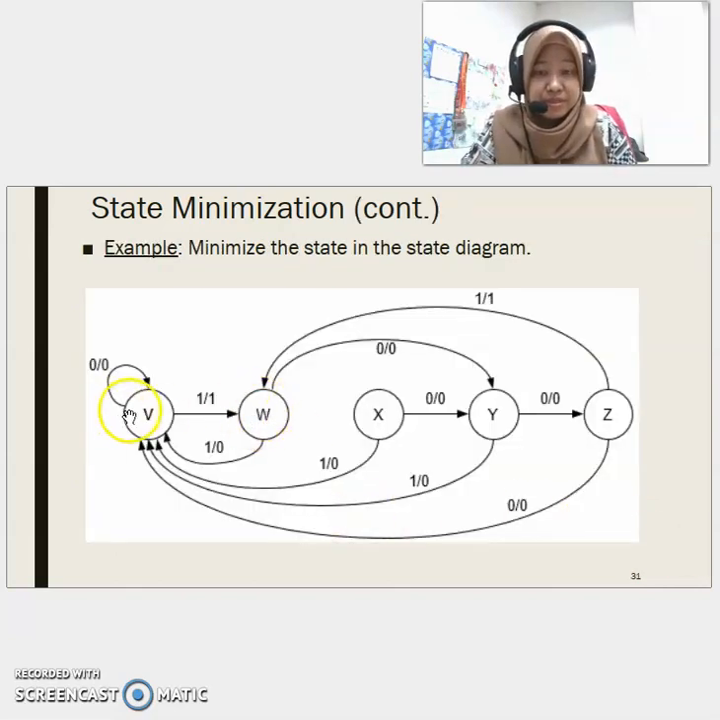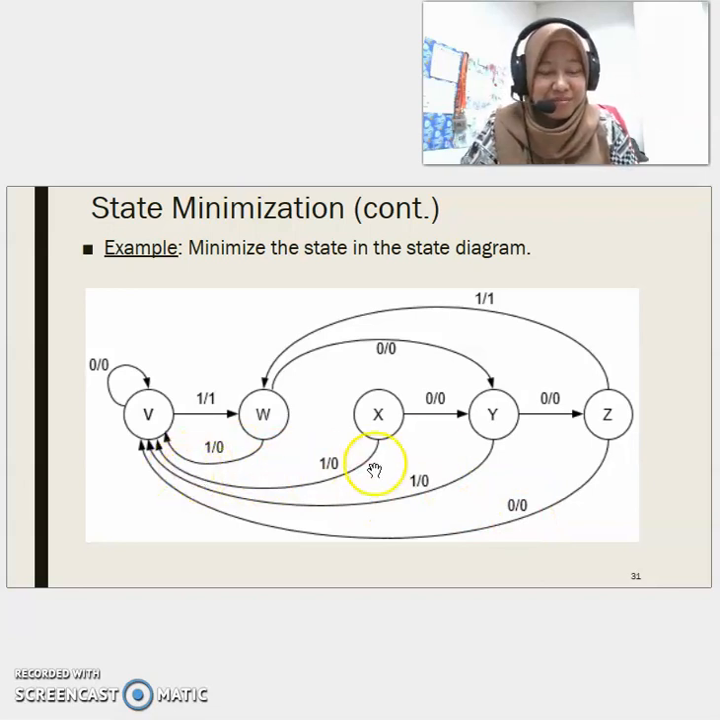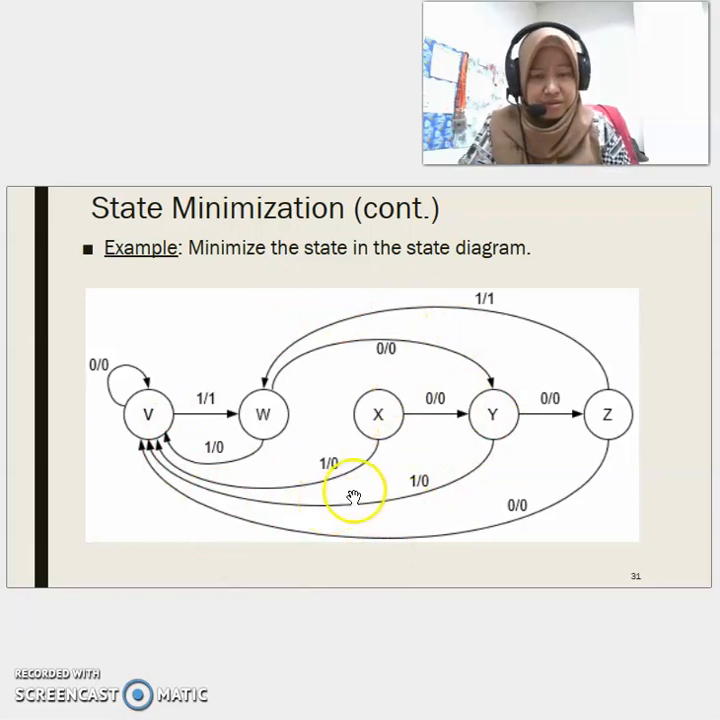For example, in this state diagram, we can see that there are many inputs going to the same output over here, V, and over here we can see the same output. Sometimes from here we can see whether some of the states are equal or not. But if the state diagram is like this, it may be a little confusing, isn't it? So how do we do the state minimization from this state diagram?